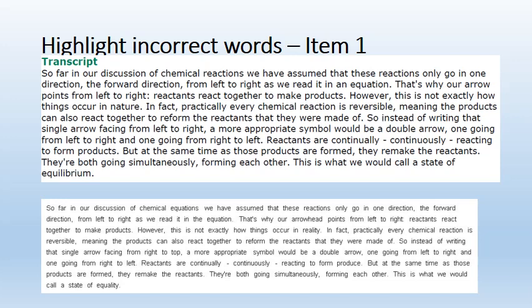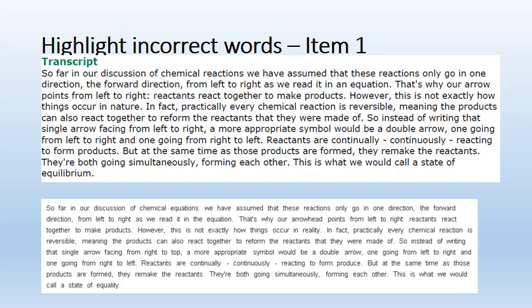So far in our discussion of chemical reactions, we have assumed that these reactions only go in one direction, the forward direction from left to right as we read it in an equation. That's why our arrow points from left to right. Reactants react together to make products. However, this is not exactly how things occur in nature. In fact, practically every chemical reaction is reversible, meaning the products can also react together to reform the reactants that they were made of.